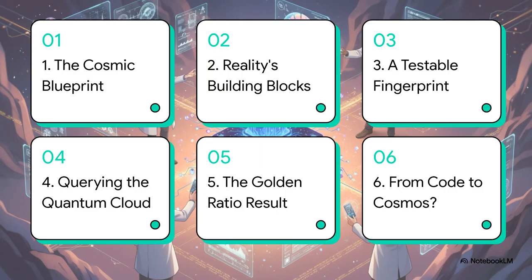So, here's the plan. We're going to start with the big idea, the cosmic blueprint laid out by a theory called observer patch holography, or OPH. Then we'll look at the fundamental building blocks of that reality. The really cool part? We'll see how those blocks leave a unique, testable fingerprint. From there, we'll jump into how that was tested on IBM's quantum cloud, look at the jaw-dropping results, and try to figure out what it all means.